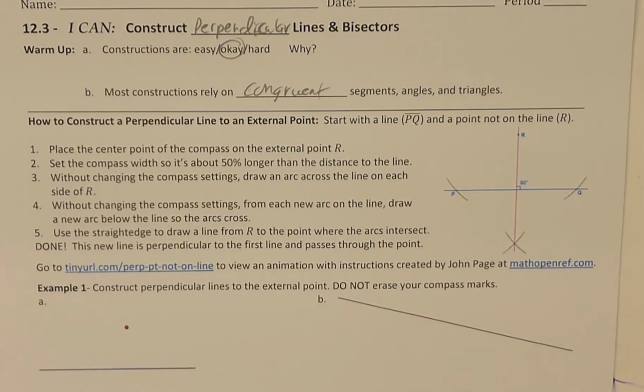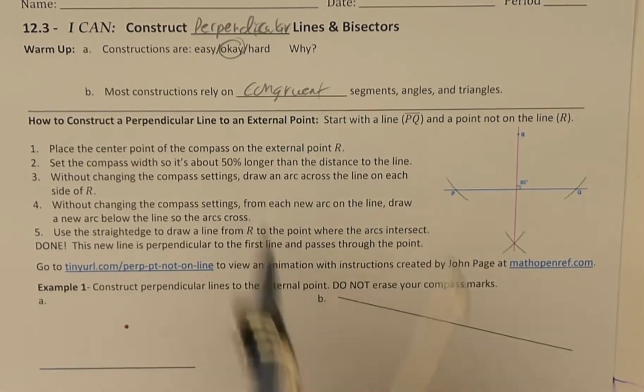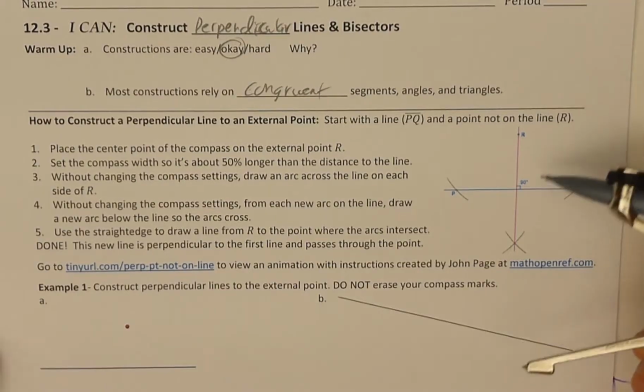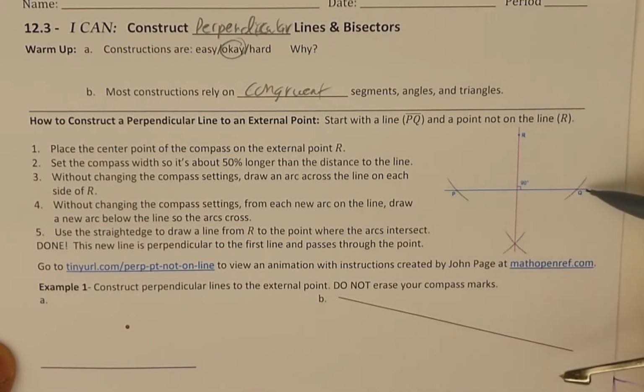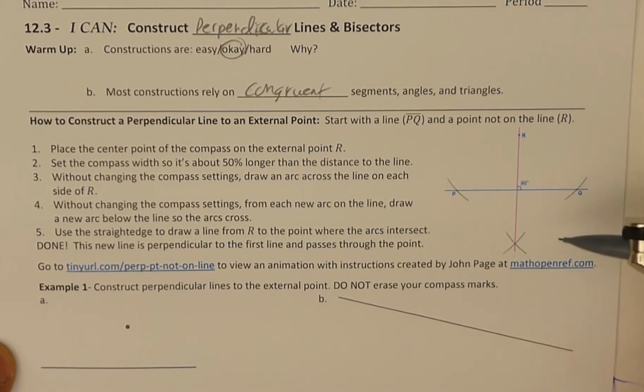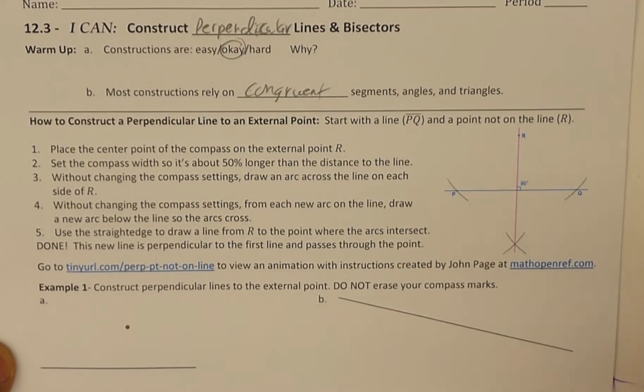So the next thing that we're going to cover in this section, it says how to construct a perpendicular line to an external point. So what we want to do is we've got this starting line right here, PQ, and we want a line that's perpendicular to this line PQ that goes through R. So here's what we're going to do.